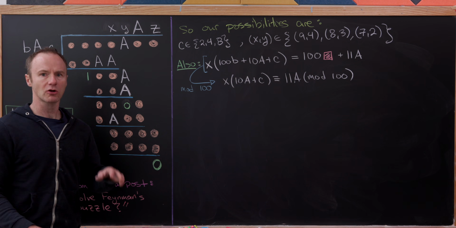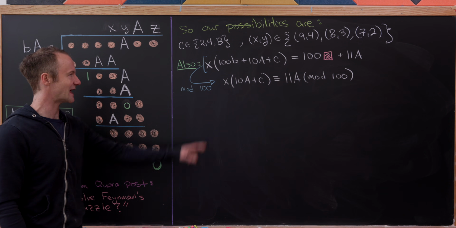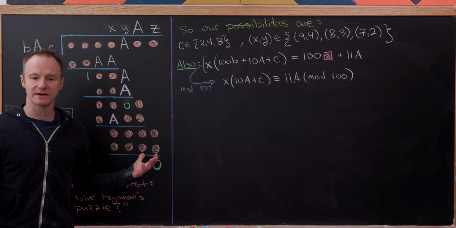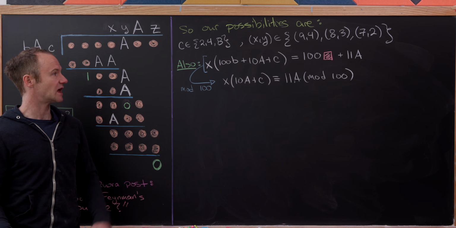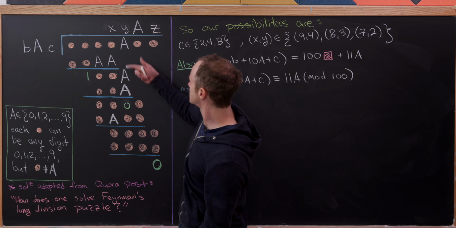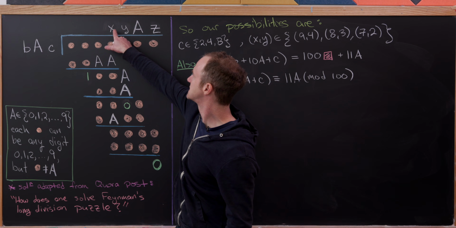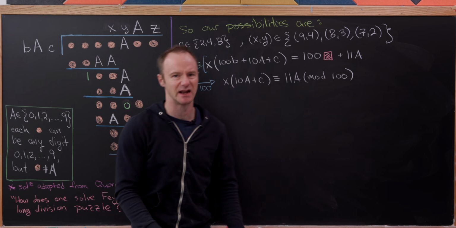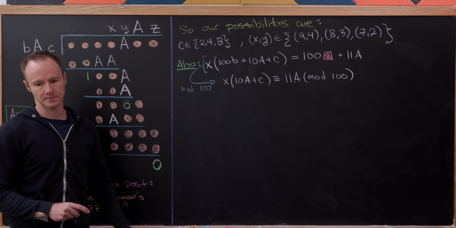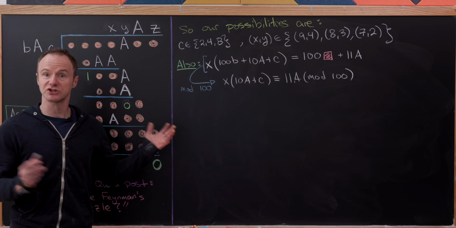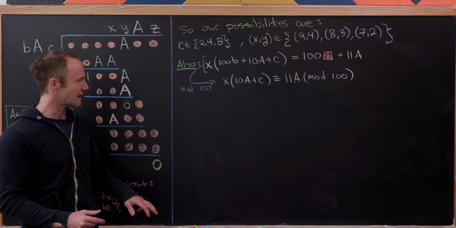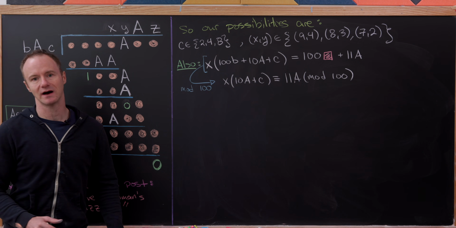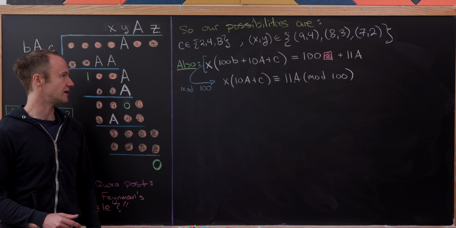Let's also recall that earlier we had the following equation. We had x times 100b plus 10a plus c equals 100 times something plus 11a. And that actually comes from this line right here. It's this leading digit of the quotient multiplying into the divisor, giving us this line. Just expand it out a little bit. Then if you reduce this mod 100, which is simply dividing by 100 and keeping the remainder, you'll get x times 10a plus c is congruent to 11a modulo 100.